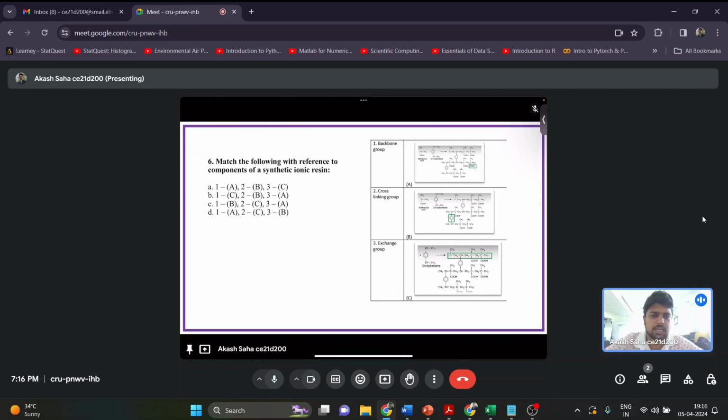So large chains are given. We have to identify the portion which is marked in green. In the first figure, it is a COOH group, and then there is a benzene ring, and then there is a long chain of hydrocarbon. So we have to match each of them to the correct group. Just think about it, then we will discuss.